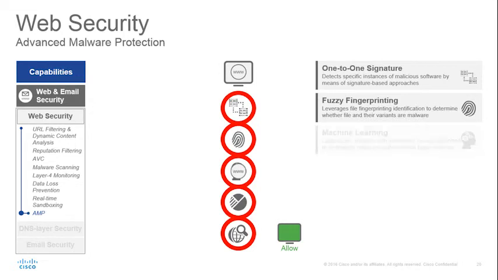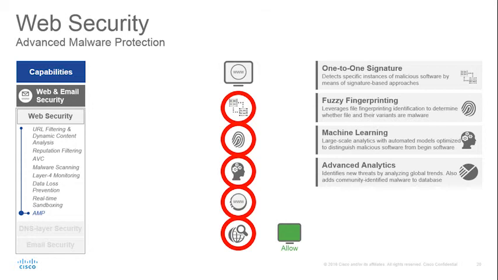The machine learning engine, with the help of large-scale analytics, helps to enable Cisco to construct automated models, optimized for real-world scenarios, that is used to distinguish the difference between malicious and benign software. With our advanced analytics engine, powered by the Cisco Collective Security Intelligence Cloud, Cisco can identify new threats by analyzing global trends.